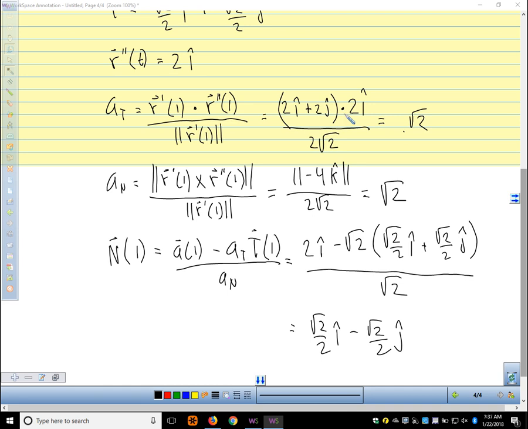Do we have to rationalize, or if we left it as 2 over root 2, that makes sense? I would suggest rationalizing it. I would rationalize. The other's okay.